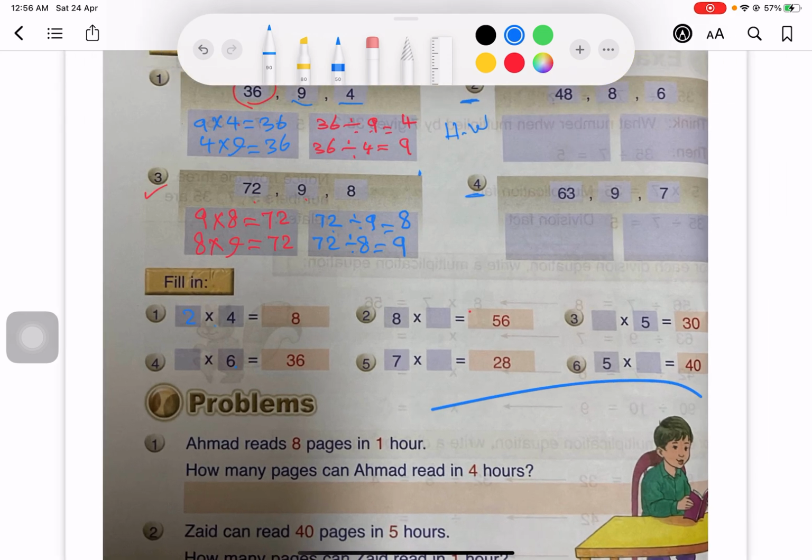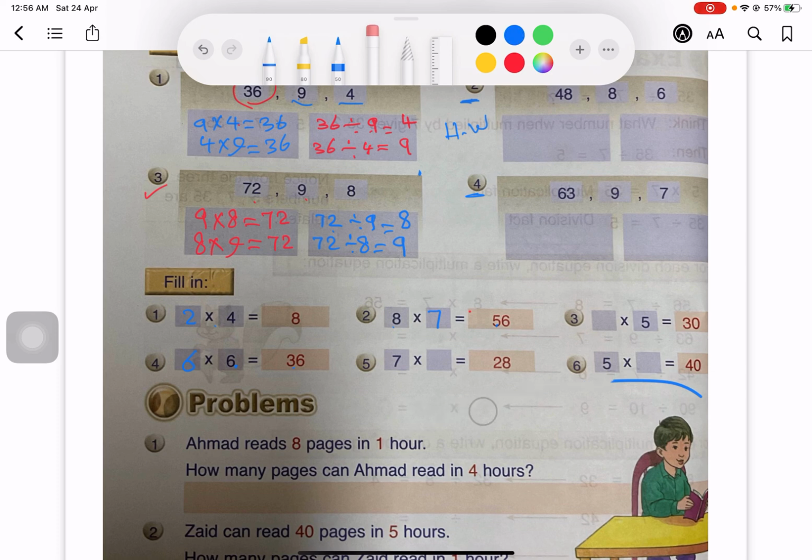What number, when you multiply by 6, you get 36? Of course, it is 6. 6 multiply 6, the answer is 36. Now, what number multiply by 8, you get 56? Of course, it's 7. 8 by 7, it's 56.